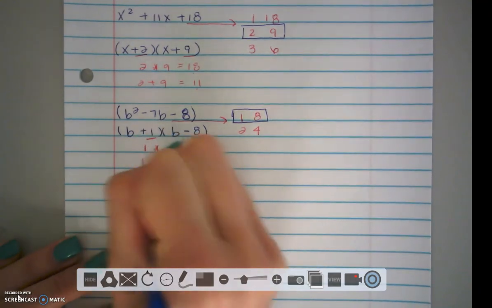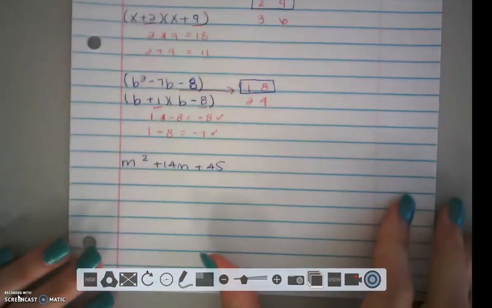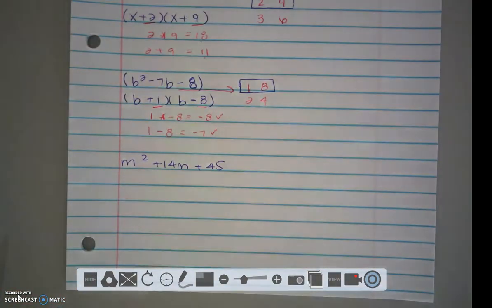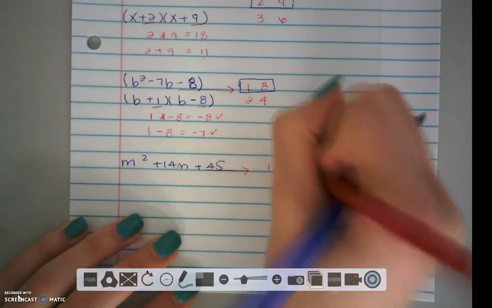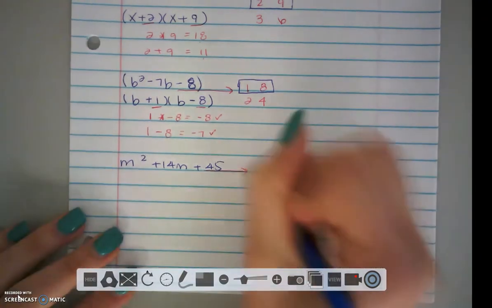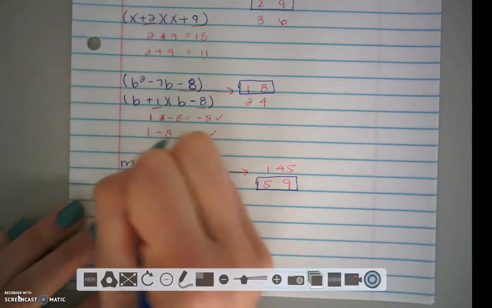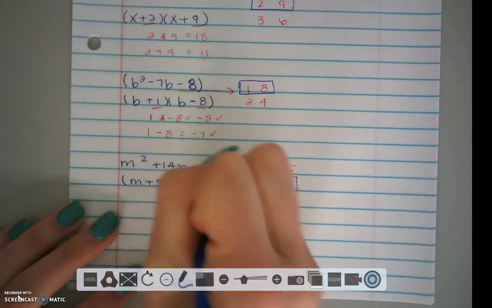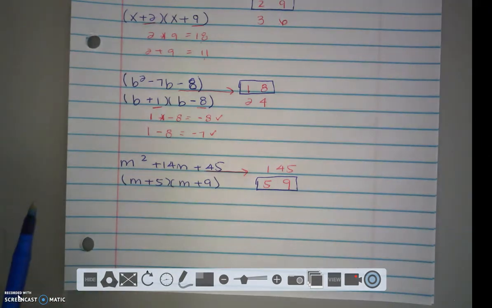m squared plus 14m plus 45. I encourage you to pause the video and try this problem out on your own. My factors of 45 are 1 and 45, 5 and 9. So of these factors, which one is going to help me get to a 14? So this is m plus 5 times m plus 9. And you can double check that these work out. This has been factoring when a equals 1.